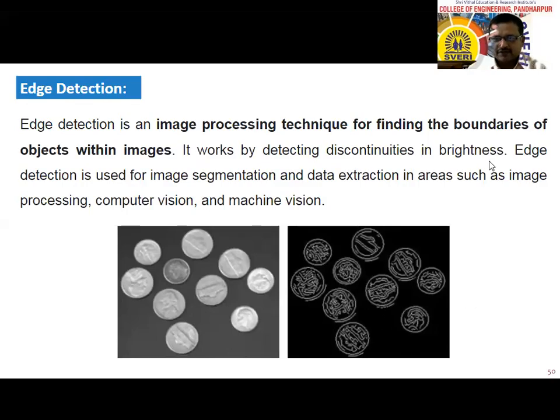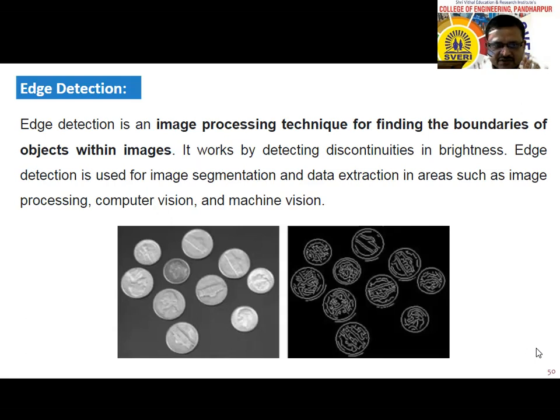Good morning. Today we will see some image processing techniques like edge detection and image segmentation. First of all, we will see edge detection. Edge detection is an image processing technique for finding the boundaries of objects within images. Understand this definition: we have to determine boundaries of the objects within images. It works by detecting discontinuities in brightness.